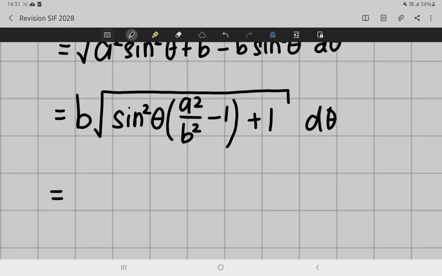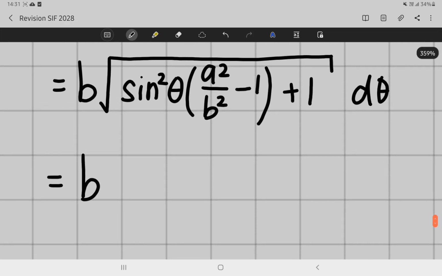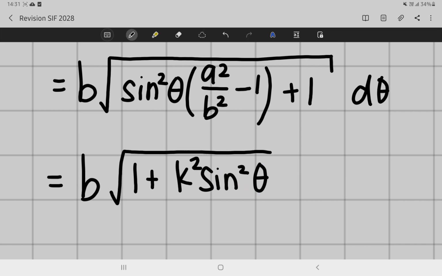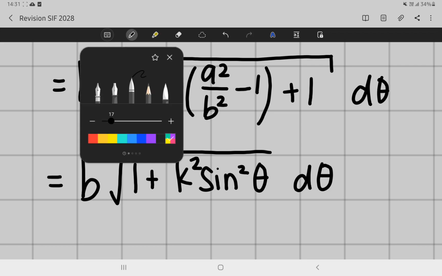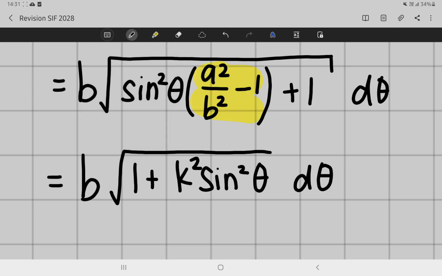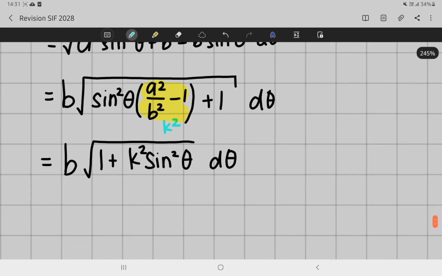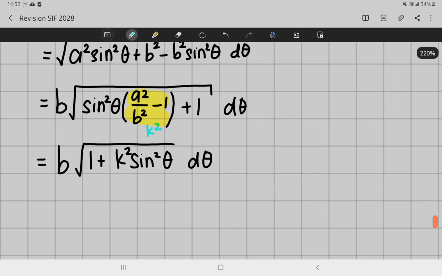Alright, so we are going to solve the integration. I will put the 1 in front, minus sine squared theta, and I will let the bunch of a squared over b squared minus 1 be k squared. So yes, this is our elliptical integration.